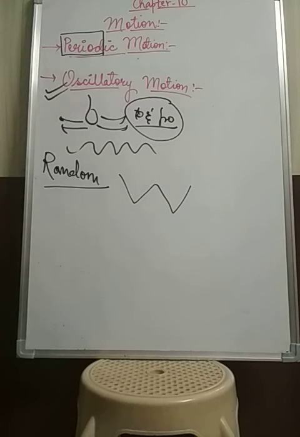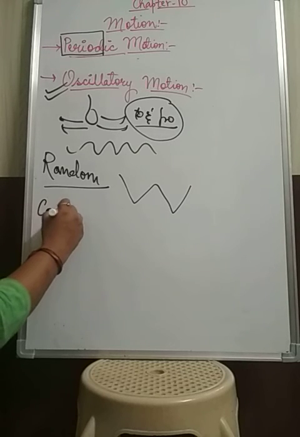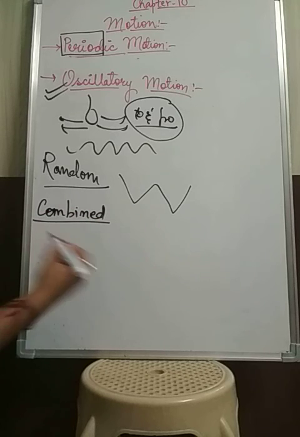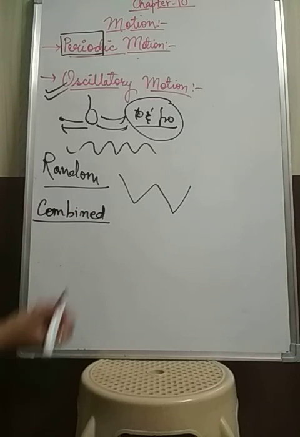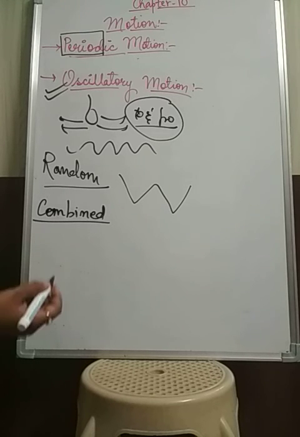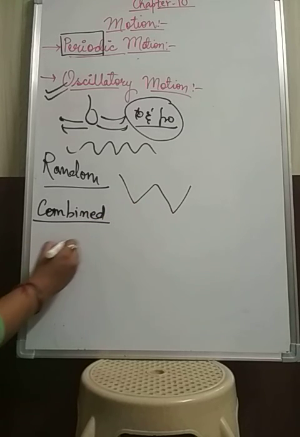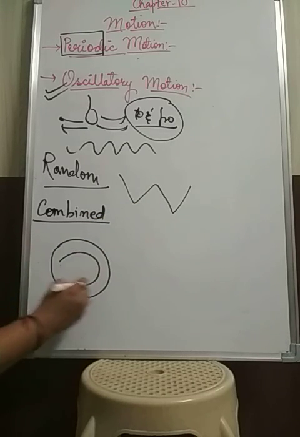Now the last type of motion is combined motion. Combined means a combination of two or more than two motions. So you might have seen that some bodies have two types of motion at the same time. For example, the wheels of a car. Okay, so what happens in the wheels of the car? When the car is running, when a car is moving, then these wheels will rotate.